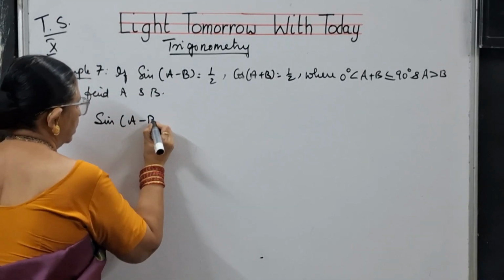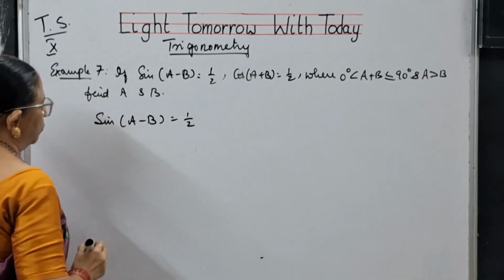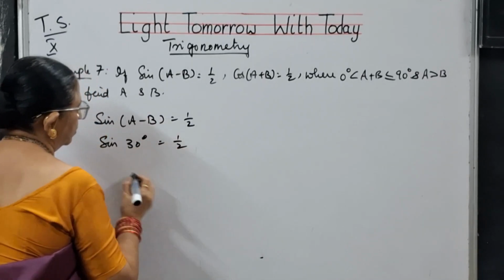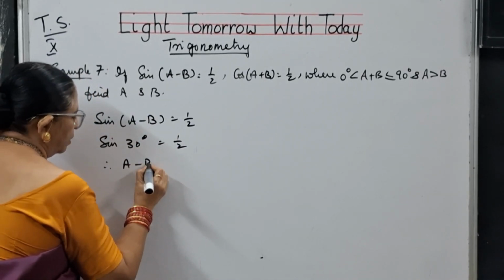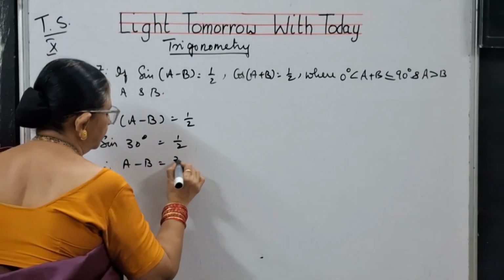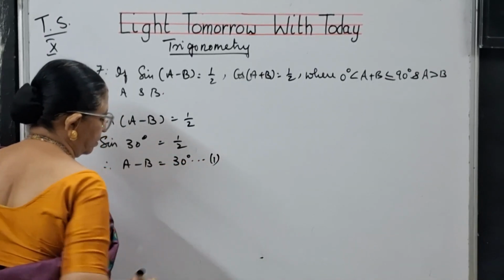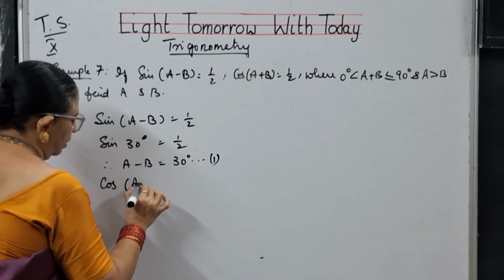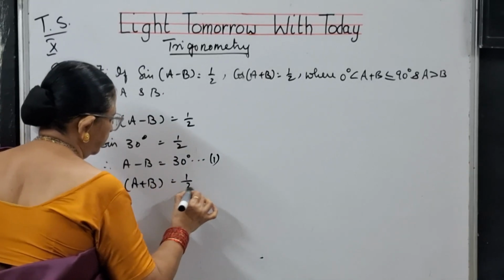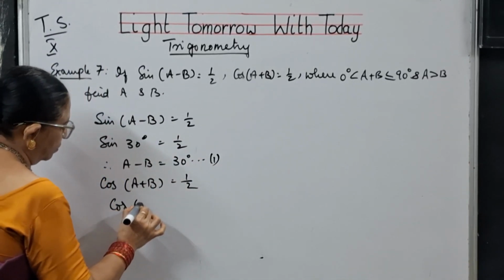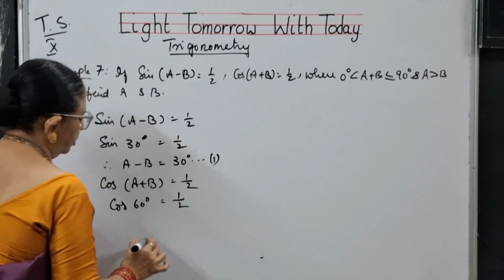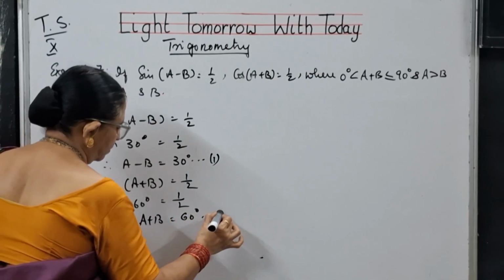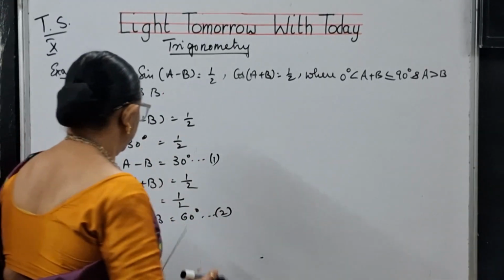Sine of A minus B is 1 by 2. We know that sine 30 degrees is 1 by 2. Therefore, we can say that A minus B is equal to 30 degrees. Consider this as the first equation. Next, cos A plus B is equal to 1 by 2. We know that cos 60 degrees is equal to 1 by 2. Therefore, A plus B is equal to 60 degrees. Consider it as the second equation.